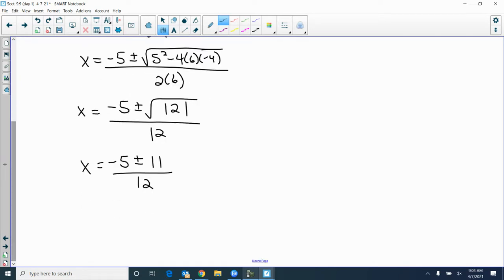Once we take the square root, be careful. Some people like to write the radical over the 11. When you take the square root of 121, your calculator gives you 11. You no longer use that square root symbol. You're done because you took the square root. Now we come up with our two answers. So what is, I'm going to do them over here. So negative 5 plus 11 over 12. And then the other one is negative 5 minus 11 over 12.